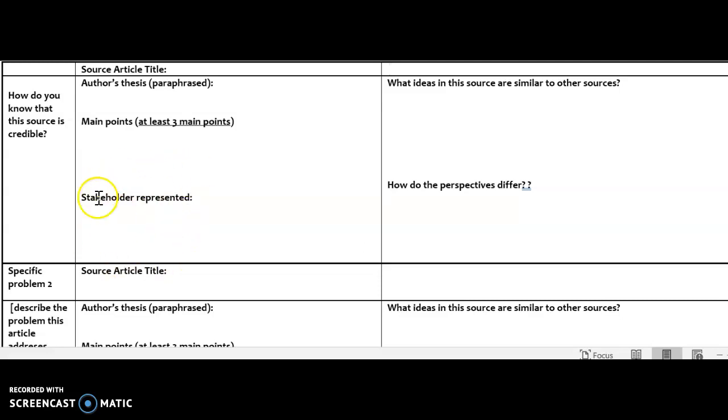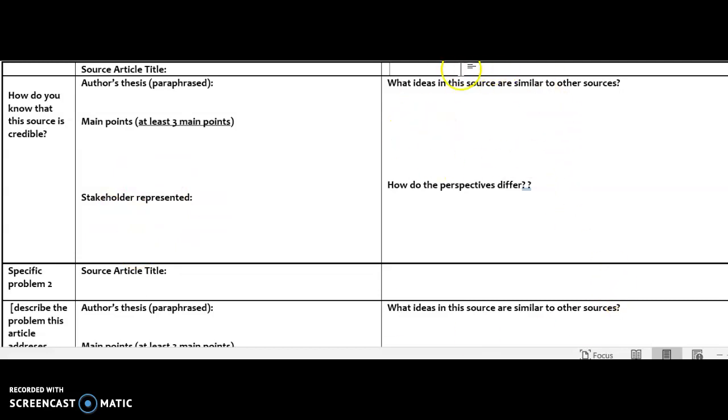The only thing that you could potentially just put as words would be the stakeholders represented, right? So which stakeholders are represented in that article? And it doesn't have to be one, it isn't one per article, there's generally going to be several.